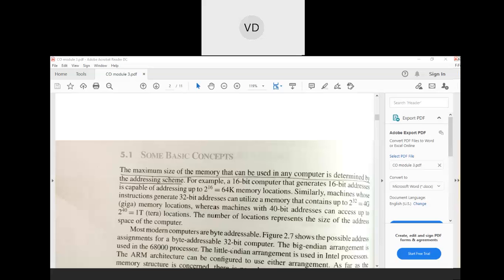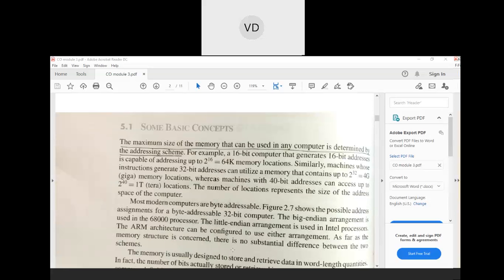The performance of a system always depends upon how data transfer happens between the different components of the system. Here we are going to study a few of them, starting with the basic concepts. How do you define a memory? How can you say what is the size of the memory? The size of the memory can be defined by how many addresses are generated in that particular system.